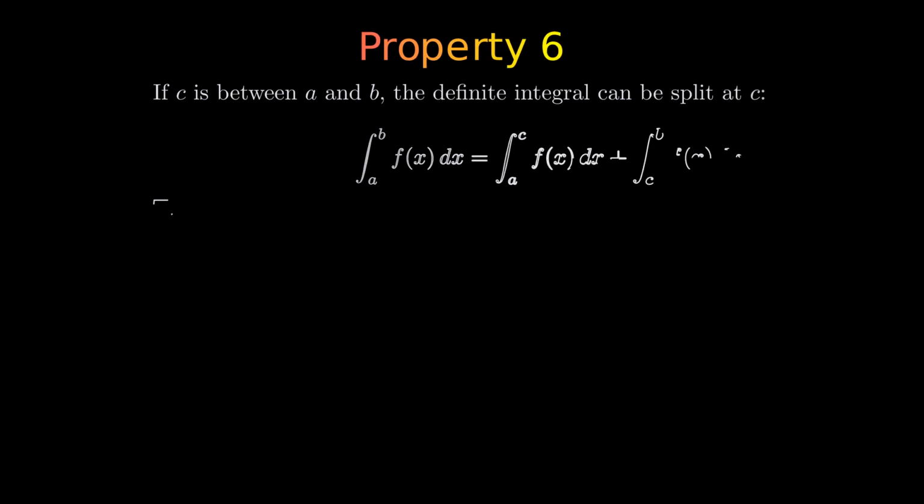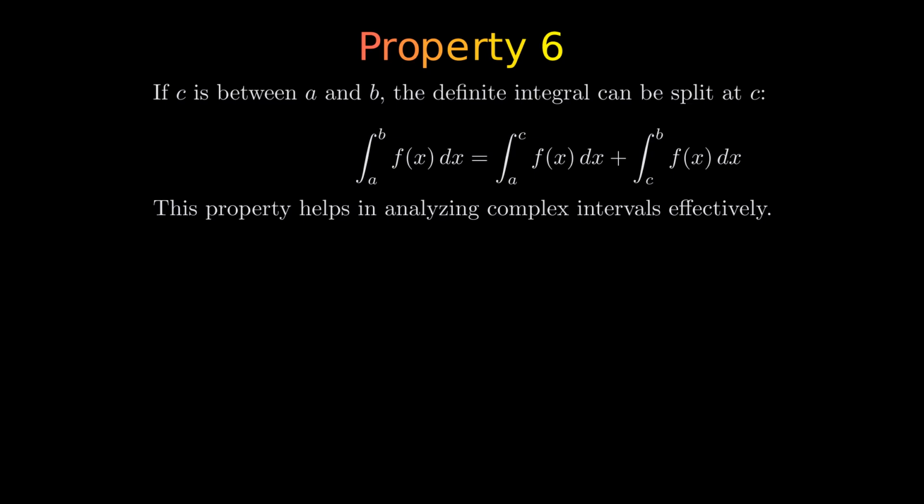If c is between a and b, the definite integral can be split at c. The integral from a to b of f(x) dx equals the integral from a to c of f(x) dx plus the integral from c to b of f(x) dx. This property helps in analyzing composite functions effectively.